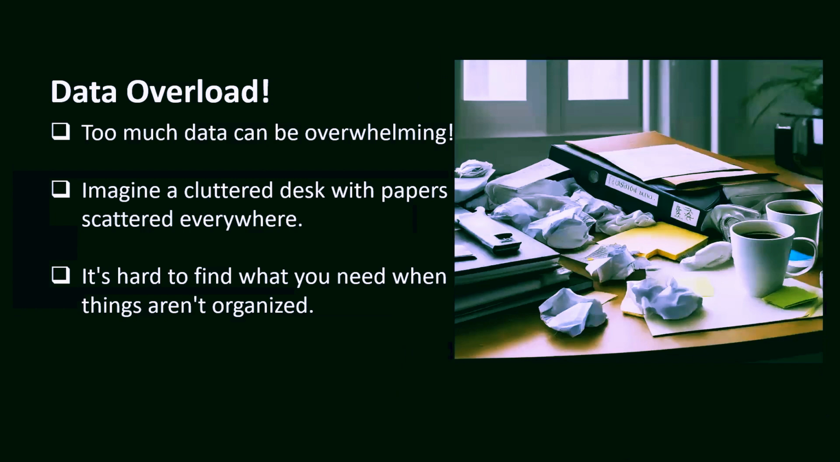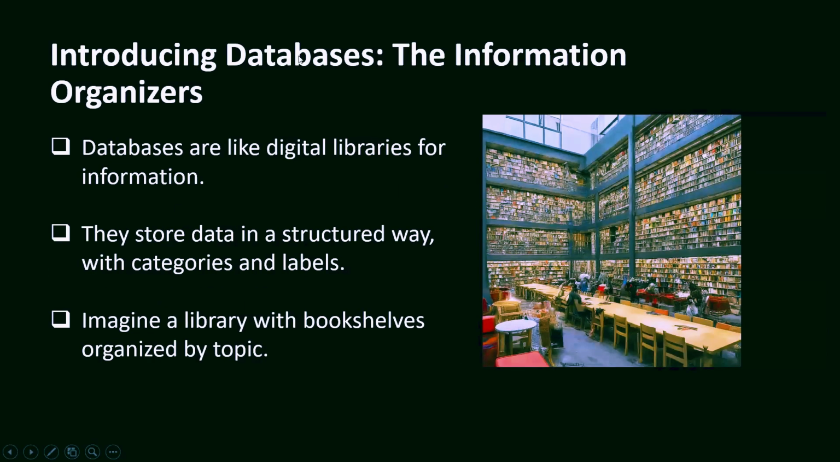Now, too much data is overwhelming. Obviously, if you have a cluttered desk, you may not be able to find the file or the paper which you are looking for until you organize it. And how we have organized, you might be having multiple files, so you might be having multiple tables. To have multiple tables, you are going to need a database. A database is what is containing lots of tables. So databases are like digital libraries for information.